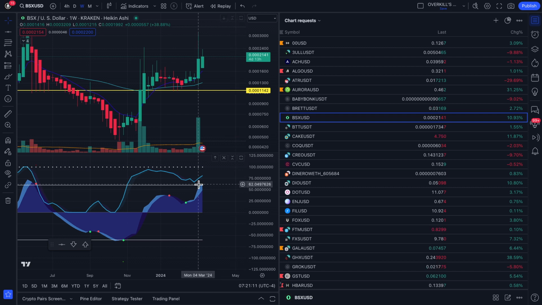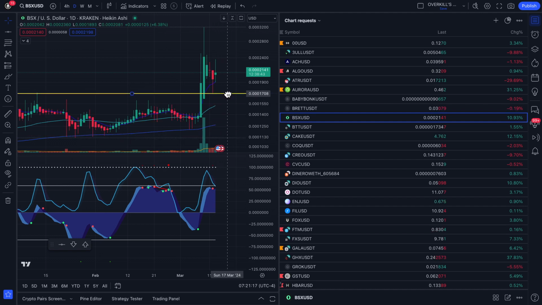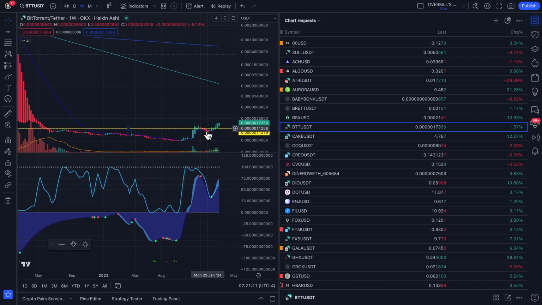Here's BSX. Okay, I'd be holding this one as well. I don't know. It looks pretty choppy. Move your stop loss up to whatever that is. Okay, I have no idea what that coin is.